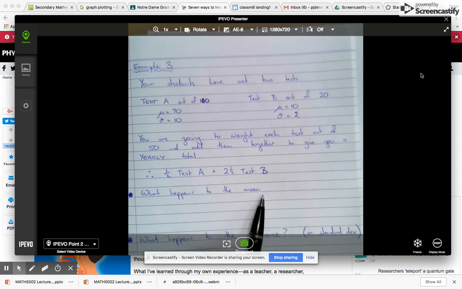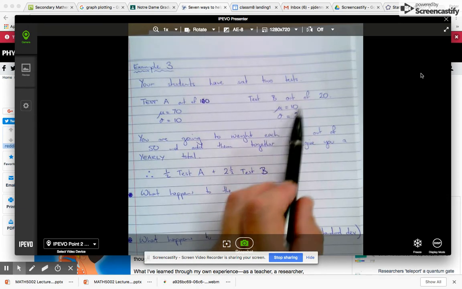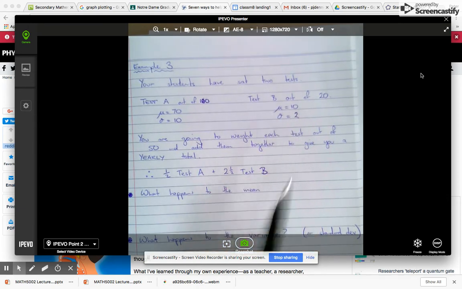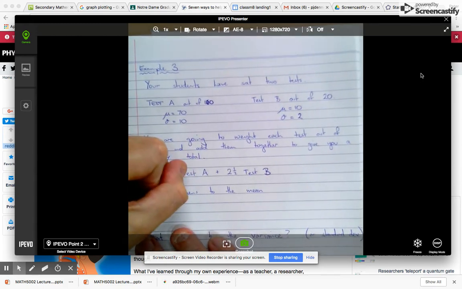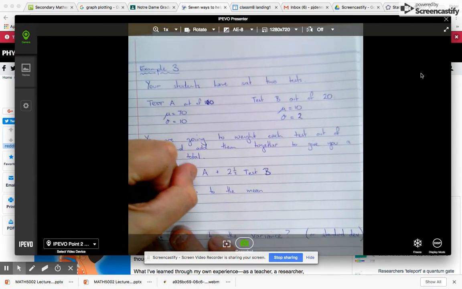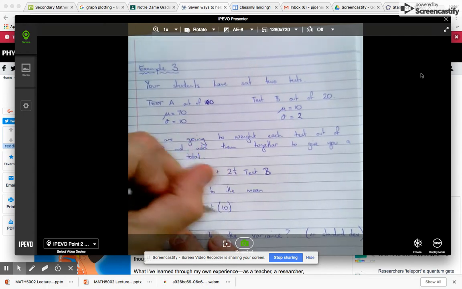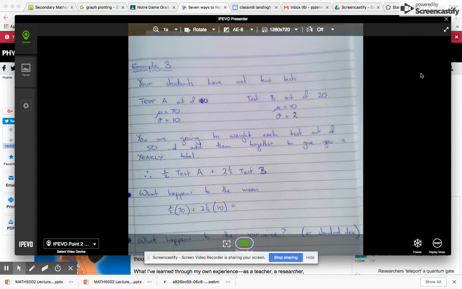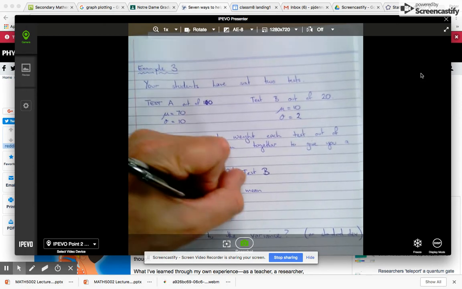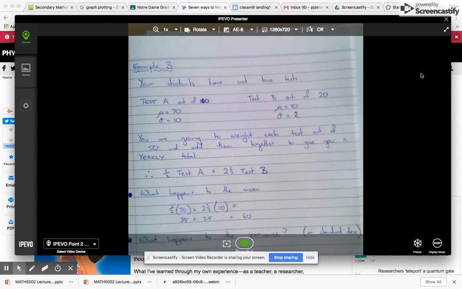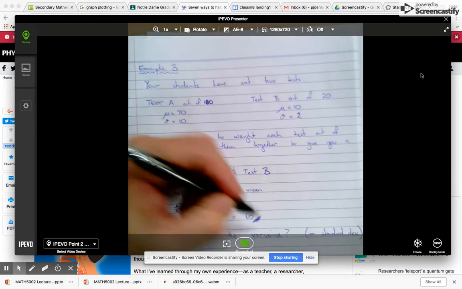So what happens to the mean? If we're going to halve this score and multiply that score by 2.5, so they're both out of 50, and add them together, what would happen to the mean? Well, the mean would just be half of the 70 plus 2.5 times the 10. That would be our new mean out of 100. So this would be 35 plus 25, which would give us a new mean of 60. And that hopefully is at least fairly understandable.